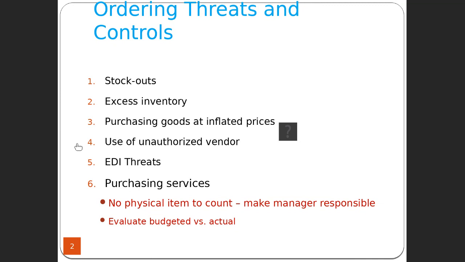And monitoring the ordering process and training the purchasing agents and those people who place orders is necessary to avoid buying items from unauthorized vendors. Because the problem of buying from unauthorized vendors is that you don't know about their quality and their price and their reliability. So you want to stick to those vendors whom you have authorized, and they give you the best price and the best service, and you need to stick with them. Number 5, having electronic data interchange threats.